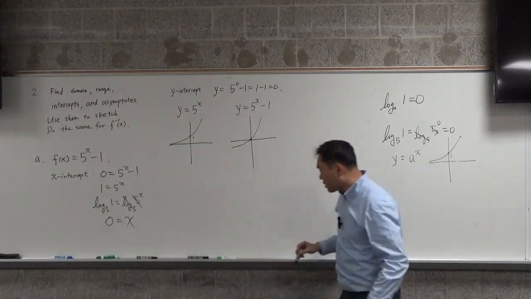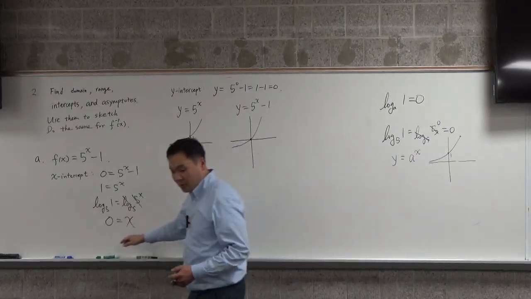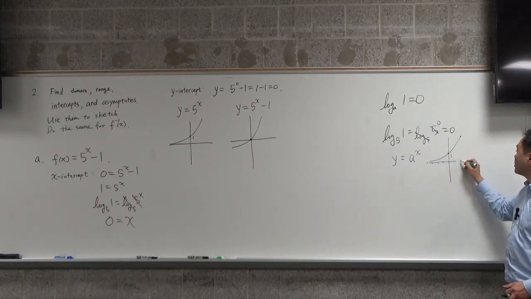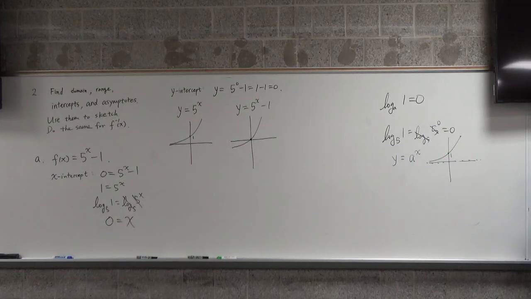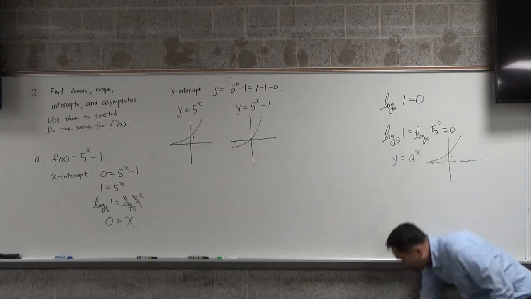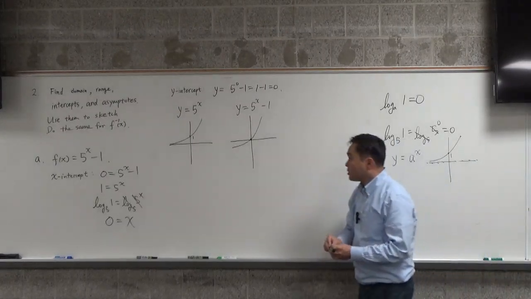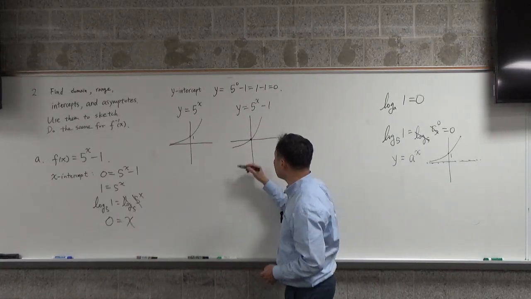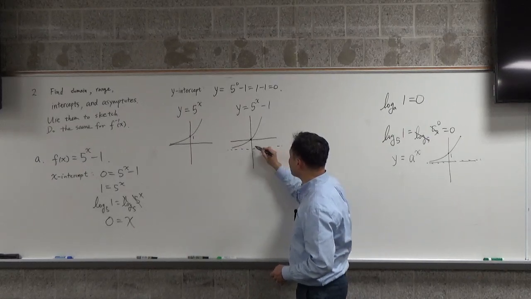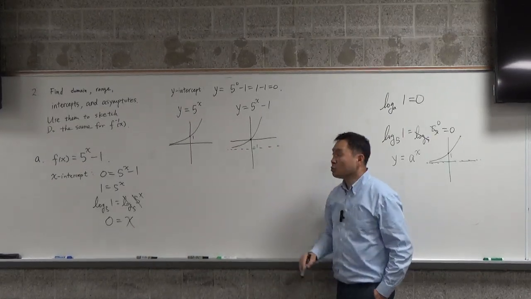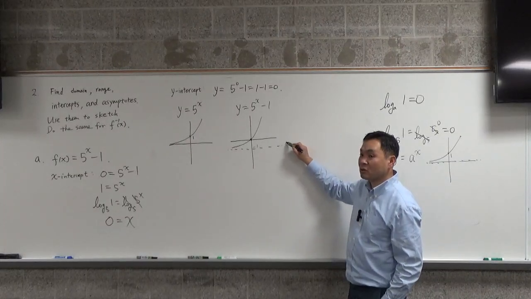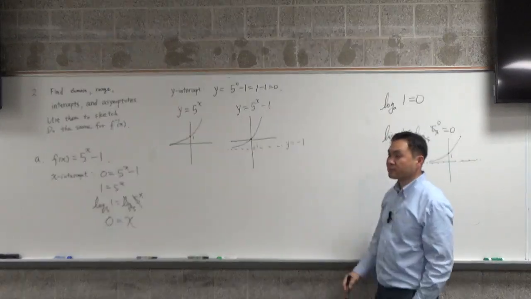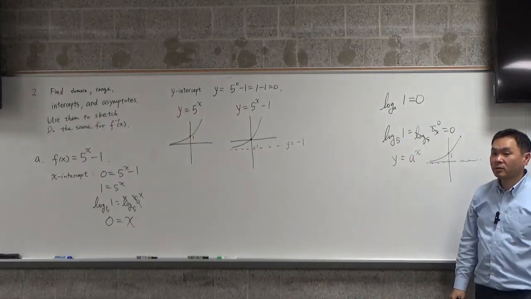Oh, there's something else I forgot to mention. See, in this graph, the x-axis itself is a horizontal asymptote. Okay. So that horizontal asymptote, which was here, is going to get shifted by 1. So you get a new horizontal asymptote at -1. What's the equation for the horizontal asymptote? y equals -1. Okay? That's the horizontal asymptote.